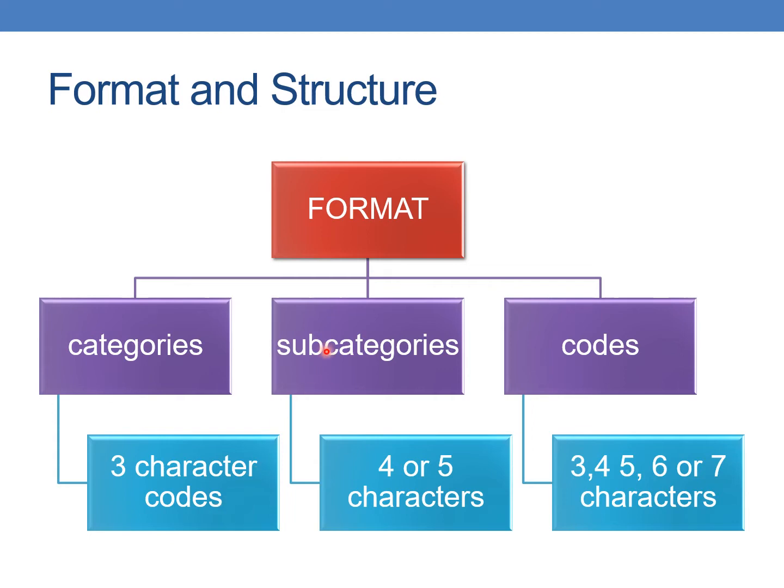Now coming to subcategories. Codes may be 3, 4, 5, 6 or 7 characters. That is, each level of subdivision after a category is called a subcategory, and the final level of subdivision is a code.